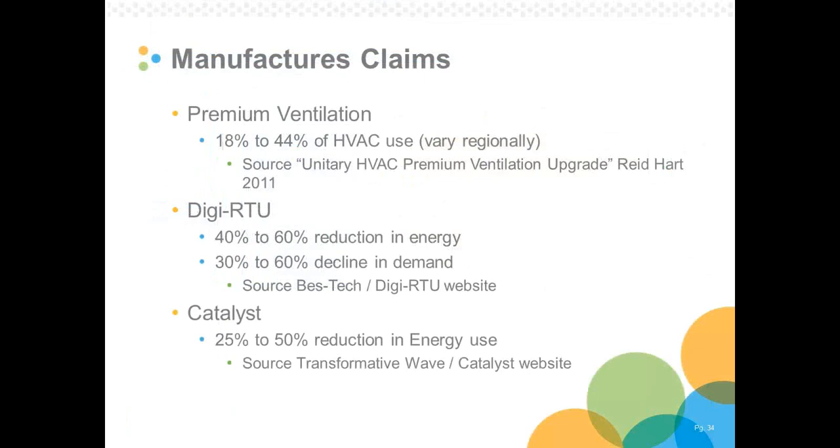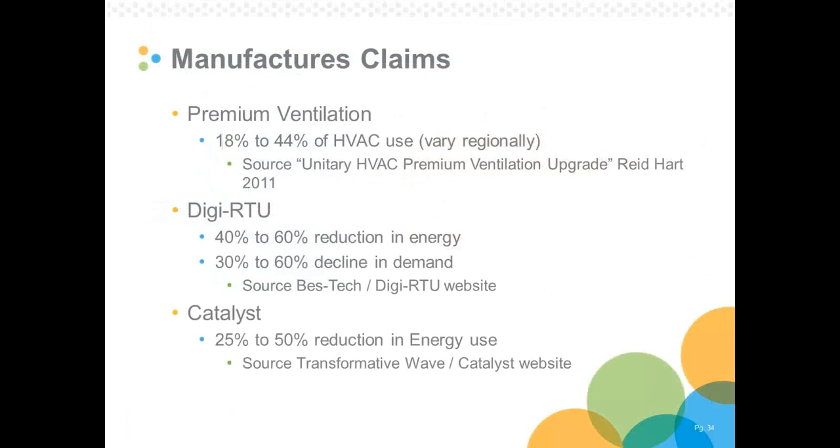So what are the manufacturers' claims? Premium ventilation, I went to their website. Well, again, premium ventilation doesn't really have a website, but one of the people that developed the sequences, Reed Hart, had written a number of papers, and they claim an 18 to 44% reduction in HVAC use. Digi RTU, on their website, they claim 40 to 60% reduction in energy and 30 to 60% reduction in demand. And then from the Catalyst website, they documented a 25 to 50% reduction in energy use.